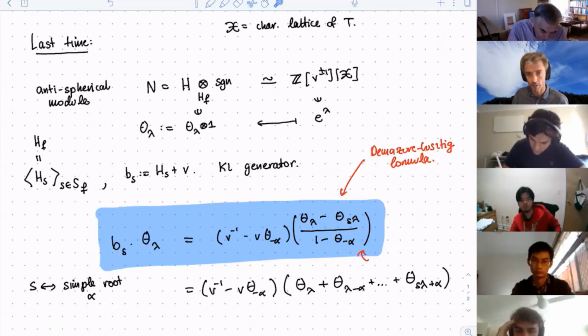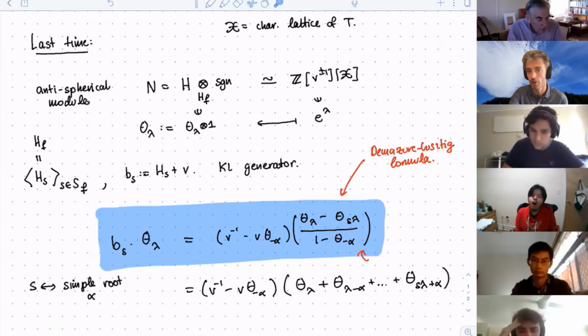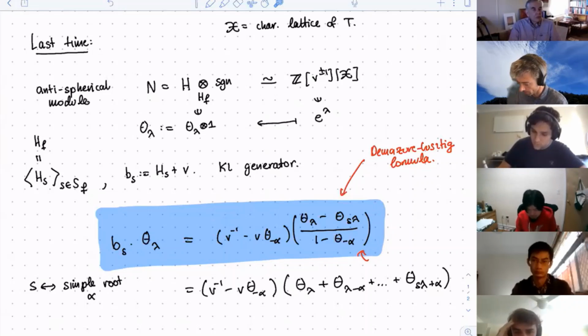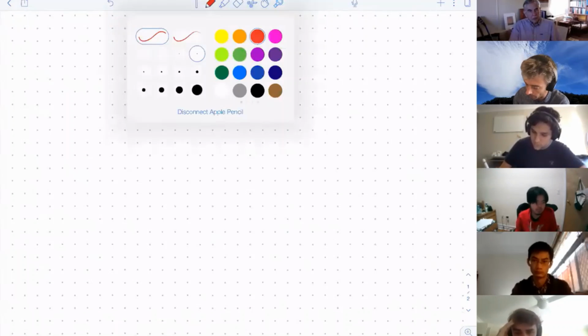Okay, so I'm about to move to the next slide. We want to show that a similar formula to this holds in K-theory. So let's first do a baby version of the calculation.